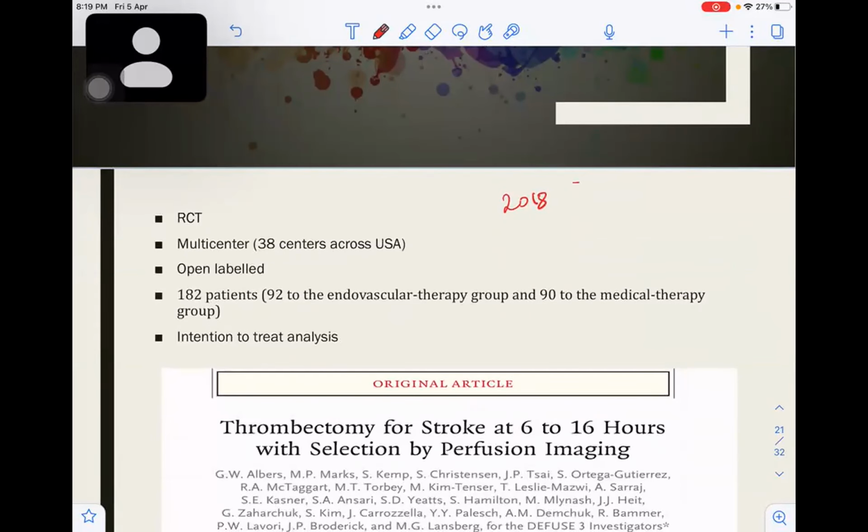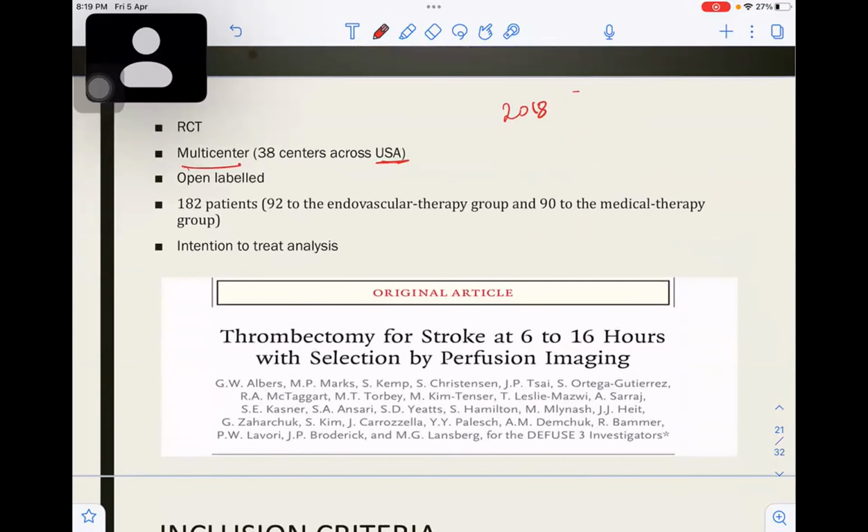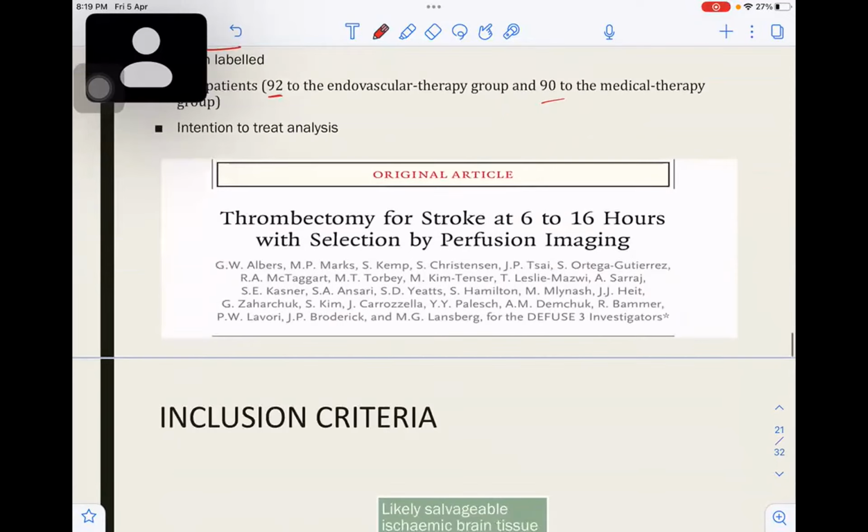This was a randomized control trial. It was also a multi-centered trial, but it was only done across the USA, not like the DAWN trial, which was done all over the world. And this is an open label trial, and about 182 patients were included in this trial, and 92 were in the mechanical thrombectomy arm and 90 were in the control arm. This also used intention to treat analysis.